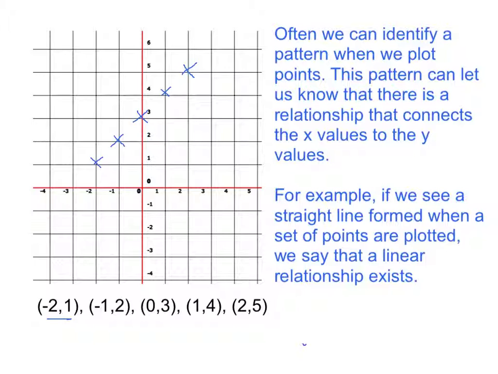But if you look at those points that have been plotted, you can see how they all form a nice straight line. So because it's a straight line, we say that that's a linear relationship.